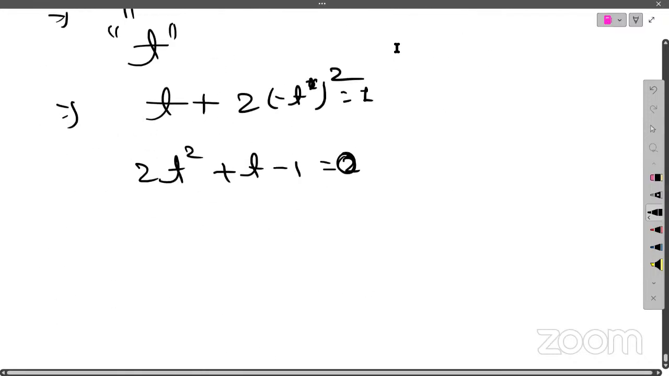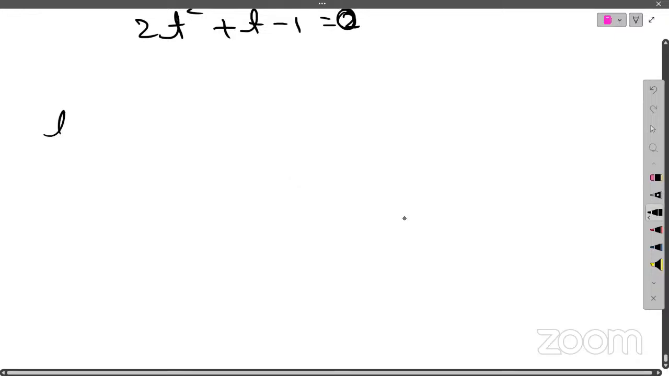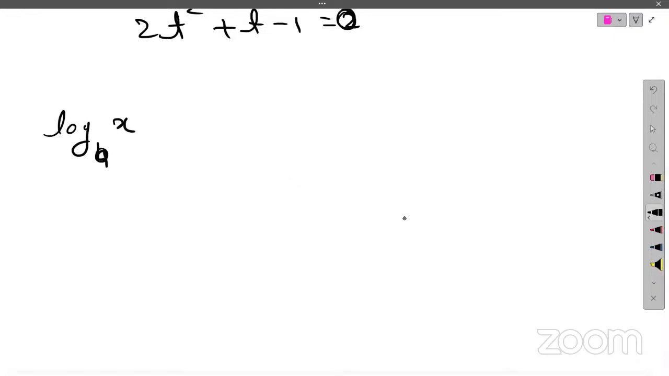Hello, ma'am. Can you please explain the part where you have changed the base of the logarithm? Yeah, sure. Here we use this particular definition that log base a of x is equal to log base b of x upon log base b of a.